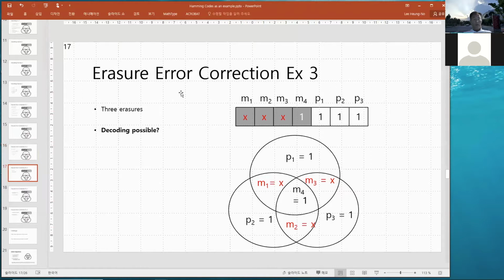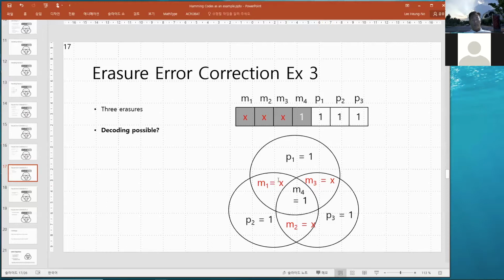Now erasure error correction, where there were 3 erasures. Can we decode this? So you write them down. So all 3 circles have 2 erasures. So you cannot determine which one to do first. So let's do just this first. When you do this first, M1, M3 could be either both 0, 0, or both 1, 1. Those are the 2 possible solutions.